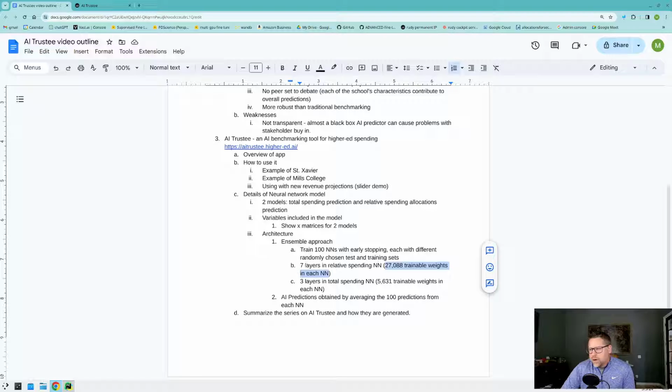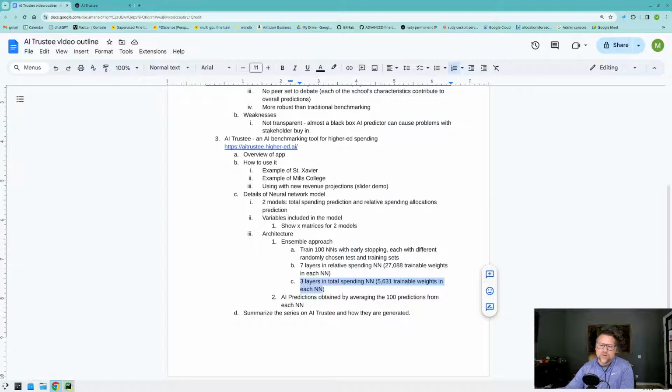All right, so there are two neural networks. One has 7 layers. The neural network that trains for relative spending allocations has 7 layers with 27,000 trainable weights. So it's really flexible in the way it can fit the data. The neural network predicting total spending doesn't need to be as complex. In fact, that's what I've learned from trying this hundreds of times, right? I've tried all sorts of different iterations with different layers, different trainable weights, different nodes. And the best architectures I've found are 7 and 3. So, quite a bit less complicated neural network for predicting total spending.